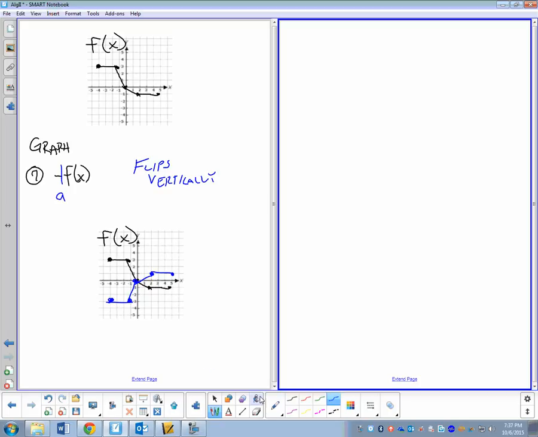All right, let's finish 8 and 9, and then we'll get to our notes on inverses.